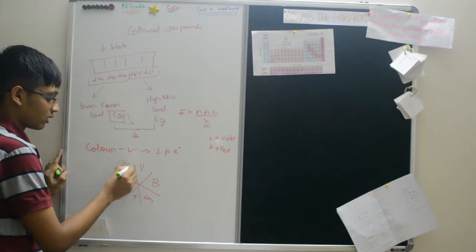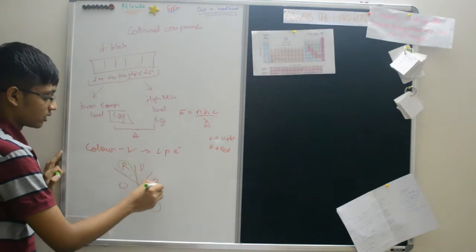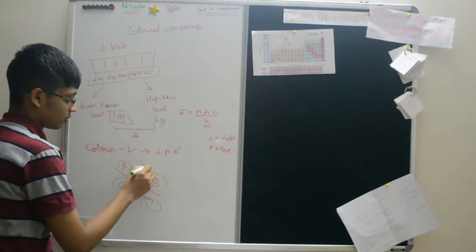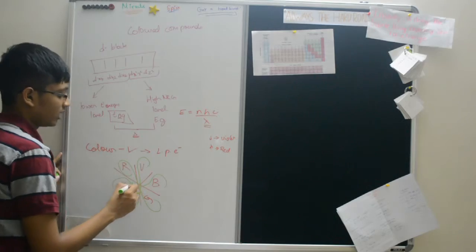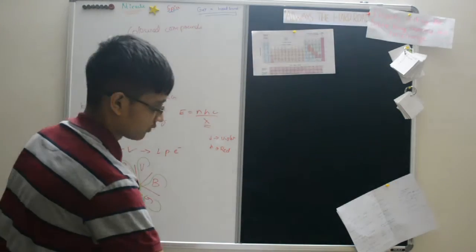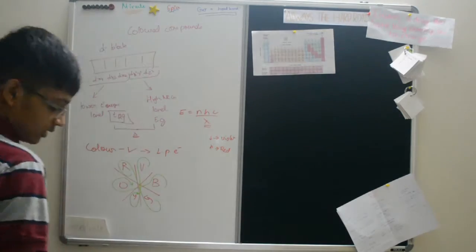So if it absorbs red, it will give out green. If it absorbs blue, it will give out orange. If it absorbs violet, it will give out yellow, and vice versa, okay. It will absorb just that one end of the spectrum, okay.